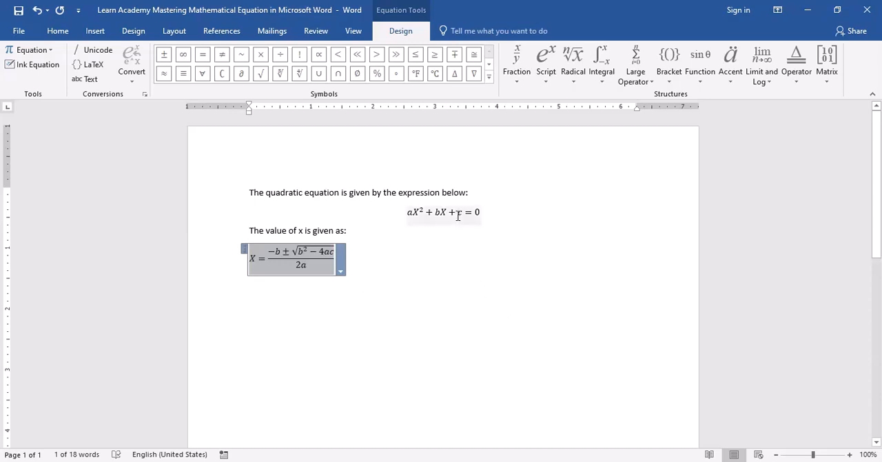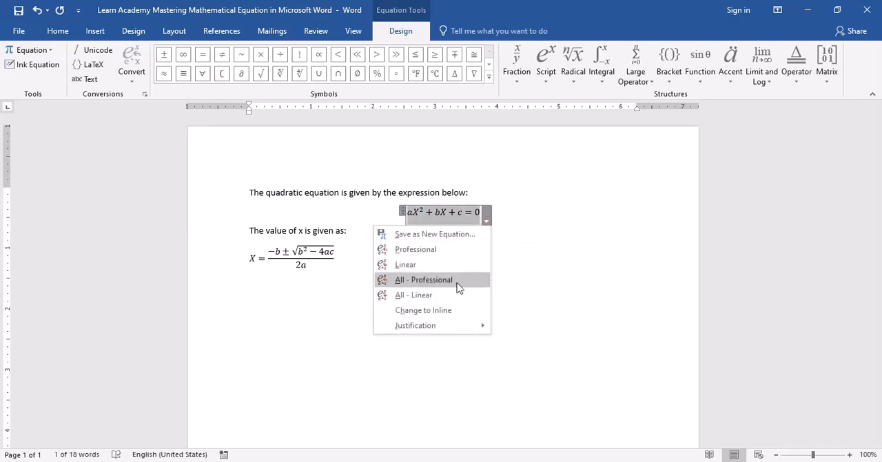Then there's another thing you need to work with. For example, you can see when I click on the drop down arrow here, you can see what we call change to inline. This equation is already in display mode, and that is why we have it like this. When we change to inline, what we are saying is that the mathematical expression will actually flow along with my text. That means I can put this equation right in front of this expression, rather than just moving into the next line. So let me change this to inline.